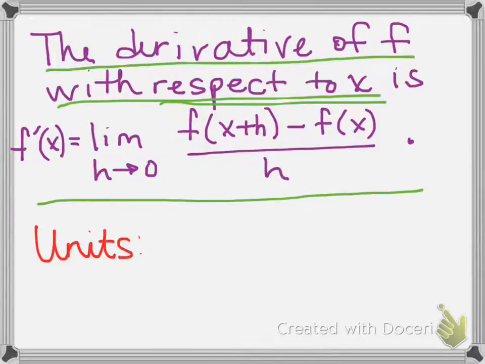So let's do units first. I got out of order. Let's do the units first.